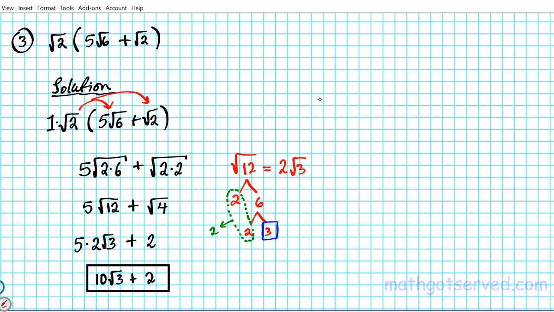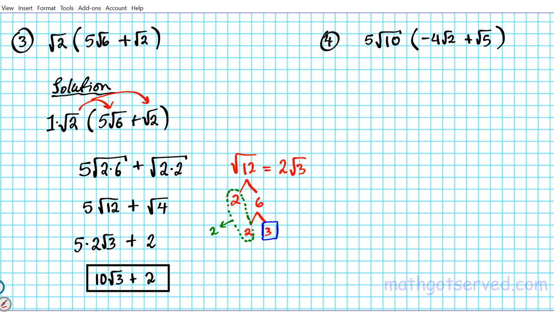All right, let's take a look at one more problem, and then we will have you do some practice problems to demonstrate that you've mastered this standard. Okay, so let's say we have 5 root 10 times negative 4 root 2 plus root 5.